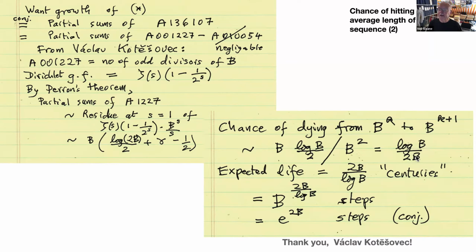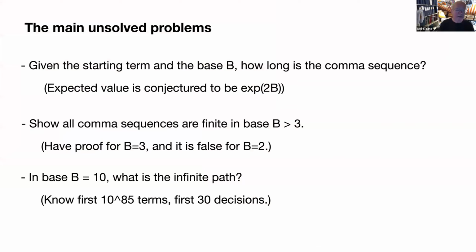So the expected number of centuries you get through is 2b over log b. And so the expected life is b to the 2b over log b, which you take the log b up here and it becomes e to the 2b. And so that's the conjecture, which, thanks to Robert, may now be a theorem. And thanks to Václav for doing the analysis. And that's basically the end.